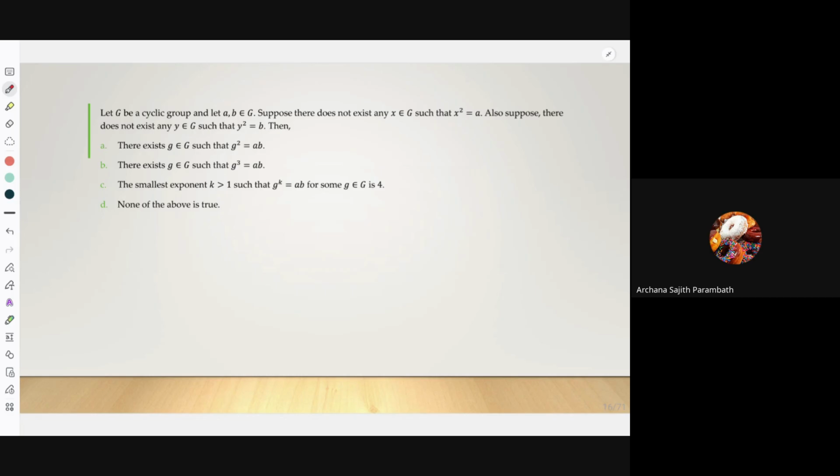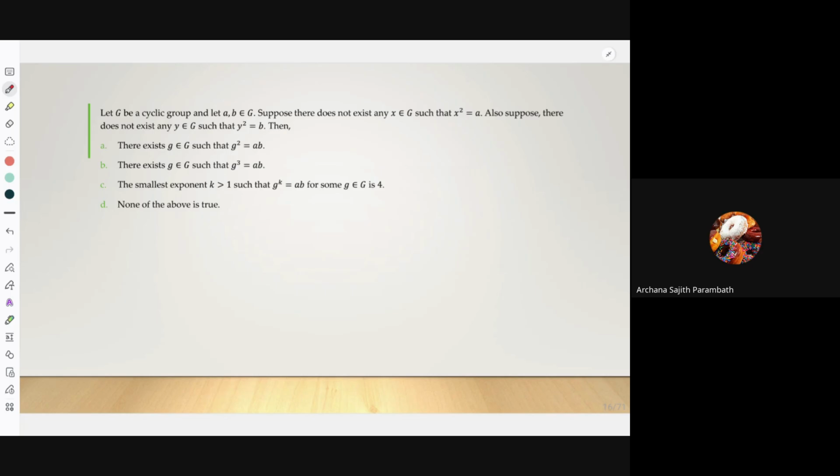So we are asked for ab. Now can ab have an element g such that g square is ab? Or will it have g cube equals ab? Or the smallest exponent possible, so like that, is 4, or none of the above is true.